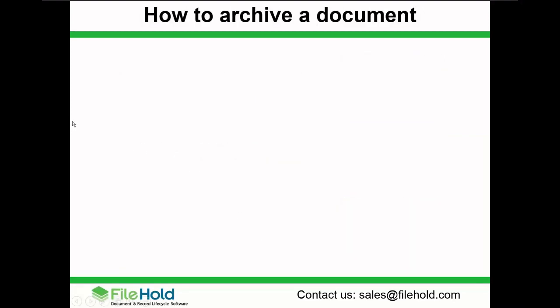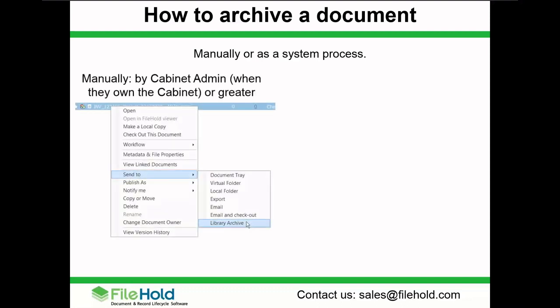So how to archive a document? There's effectively two ways to do it. You can either manually archive or you can do it as a system process. And I'm going to show you both of those today. When you do it manually, anyone who's a cabinet administrator, when you own the cabinet, when you're a library administrator, when you own the cabinet, or if you're a senior library administrator or a system administrator, any of those users can send a document manually to the library. So this is not something that users are doing. This is something designed, again, for a one-time process, removing it from the active library and putting it into the archive.